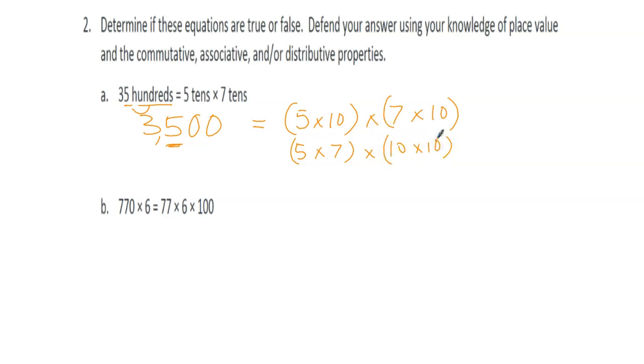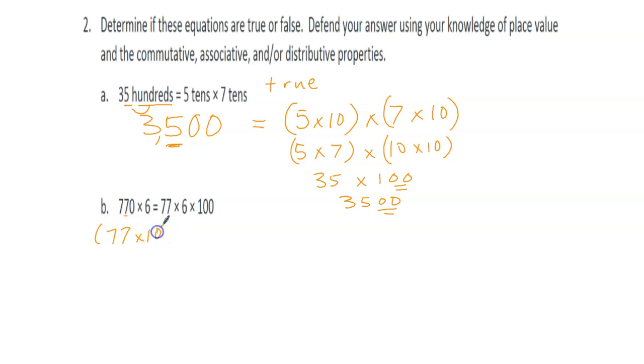So let's go ahead and multiply this out and see. Well, we know 5 times 7 is a basic fact. It's 35. We see, well, 35 times 10 times 10 we know is 100. So now we have 3,500. This is true. So now let's take a look at B. Let's factor out 77 times 10, because this is 770 is equal to 77 tens.